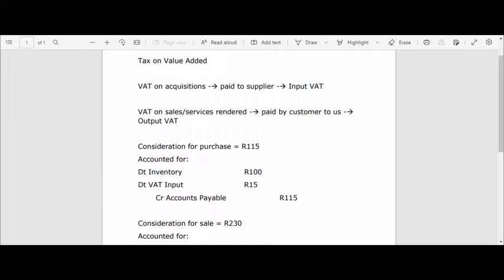So what do we want? We want the 15 factor. What do we have? We have the 115 factor. Thank you, Vuyukazi. There we go. There's the complete formula, right? And then you multiply it by the consideration. So that gives us a VAT output of 30 rands. So therefore, ladies and gentlemen, with how much are we going to credit our sales account?